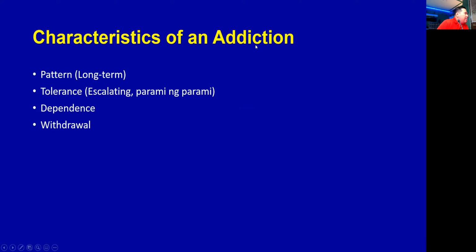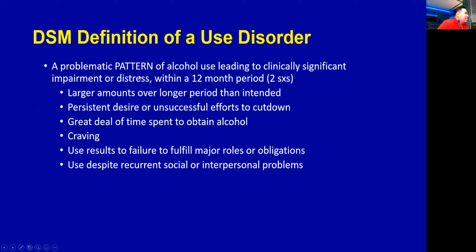So characteristics of an addiction: there's a pattern, okay? Matagal na siyang nangyayari. There's tolerance, padami ng padami, patagal ng patagal. There's dependence, there's withdrawal. So the DSM definition of a use disorder is in general not only applicable for alcohol, so think about this when we talk about the other disorders as well. There's a problematic pattern of alcohol use, or whatever it is, meth, inhalant or hallucinogen, leading to clinically significant impairment or distress within a 12-month period.